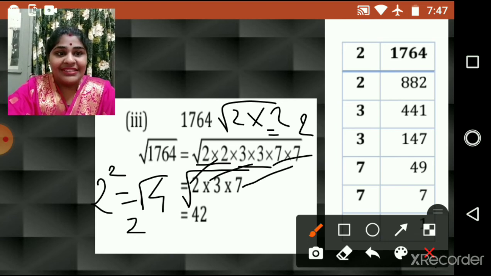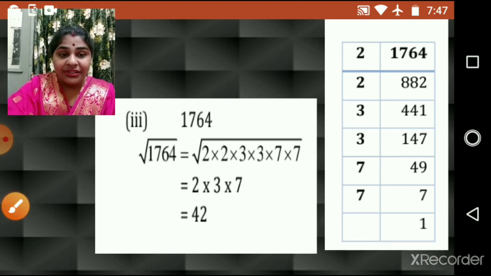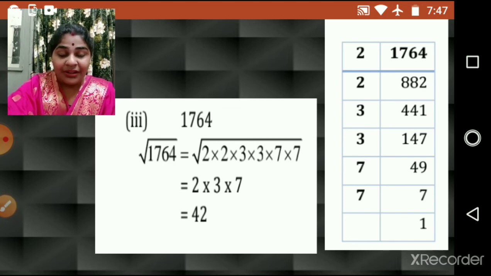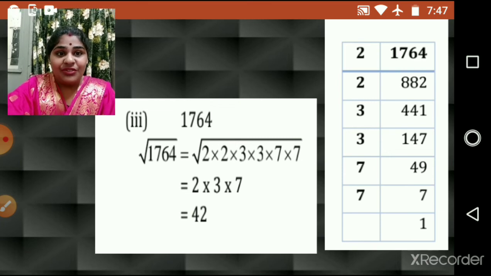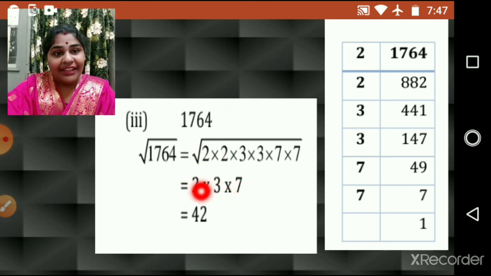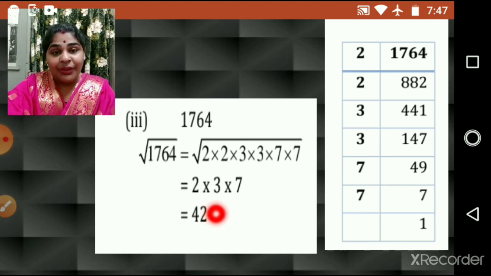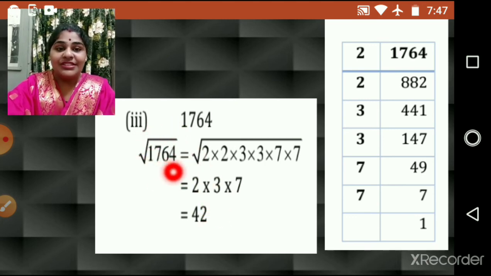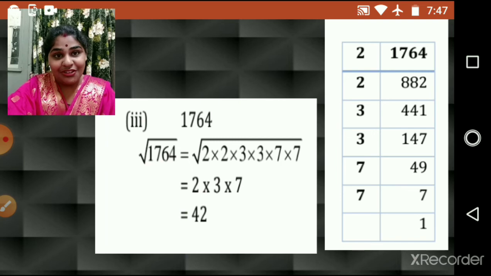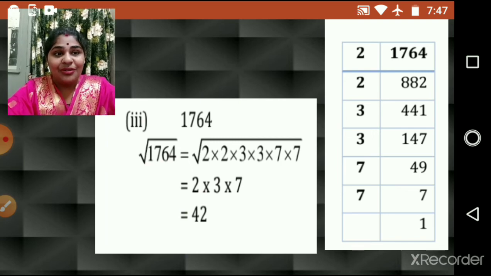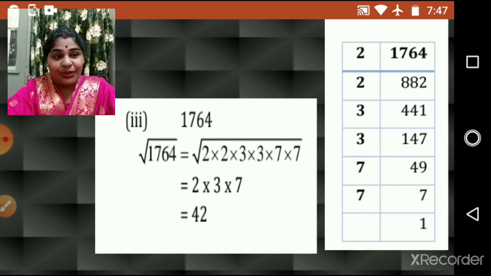So in the next step, you are just taking one number from each common pair out of the square root. Once you have done this, you get 2 into 3 into 7, and the product of that is 42. Hence the square root of 1764 is 42. So I hope, children, now at least you understood the method.